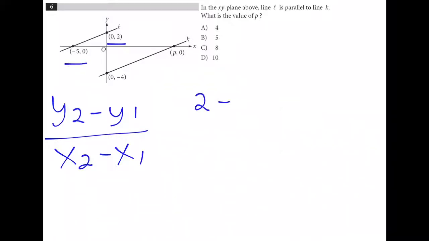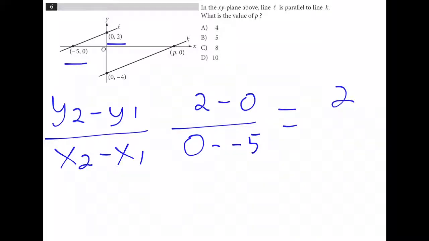So we get 2 minus 0 divided by 0 minus negative 5. And that's a really common mistake right there, is people forget about that negative and the subtraction that they need both. So on the top we get a 2, and on the bottom, since we're taking 0 minus the negative 5, it actually makes them both positive, and we get a 5, a slope of 2/5.